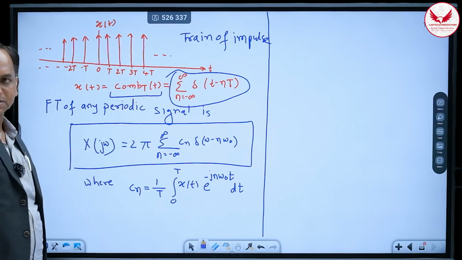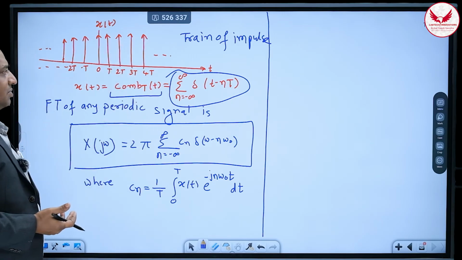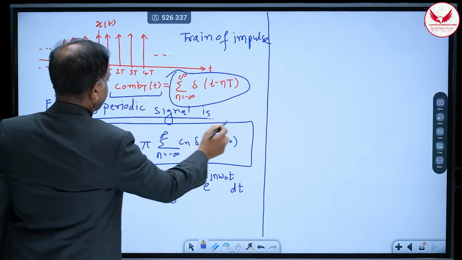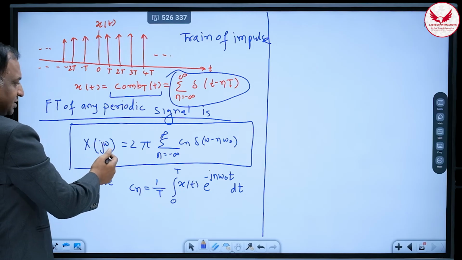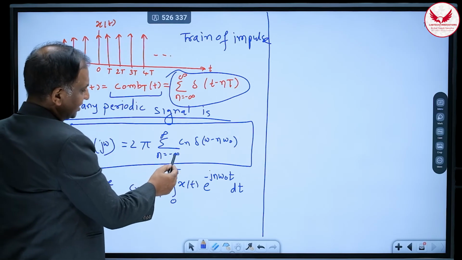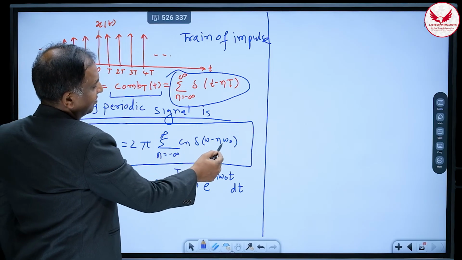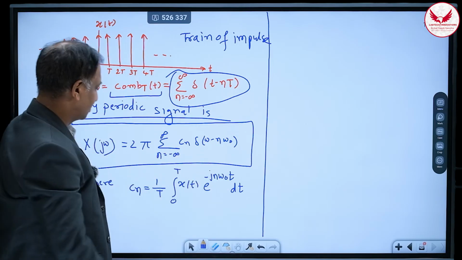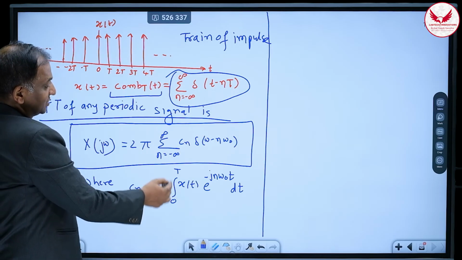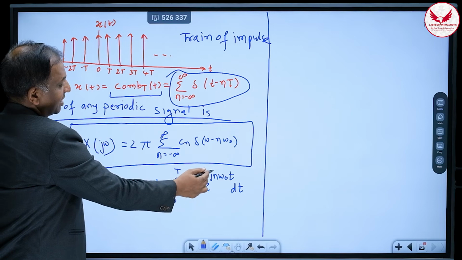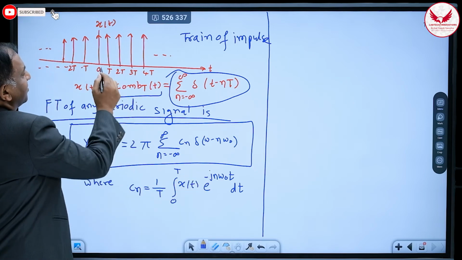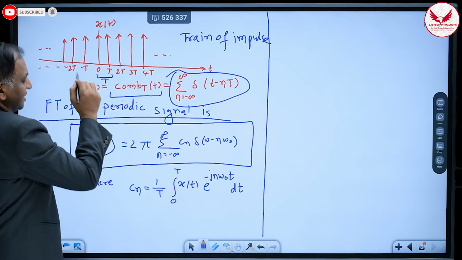So if it is a periodic signal, we have to find the Fourier transform of the periodic signal. The Fourier transform of the periodic signal is given by X of j omega equal to 2 pi into summation n equal to minus infinity to infinity of Cn delta of omega minus n omega 0, where Cn is the Fourier series coefficient, equal to 1 upon capital T integral from 0 to T of x of t e raised to minus j n omega 0 t dt. You just have to use this simple formula. From this you will know that the period of the signal is equal to T.